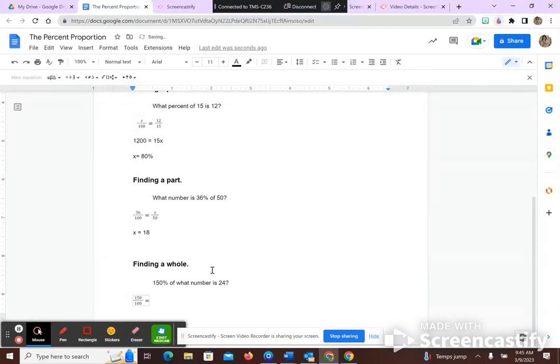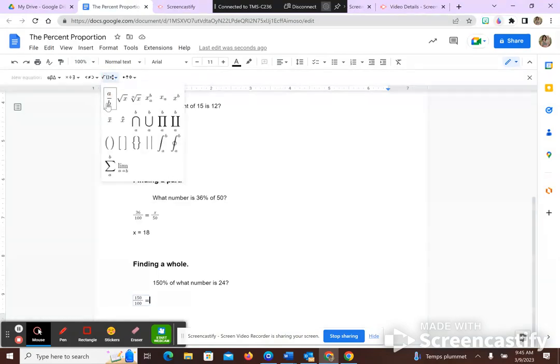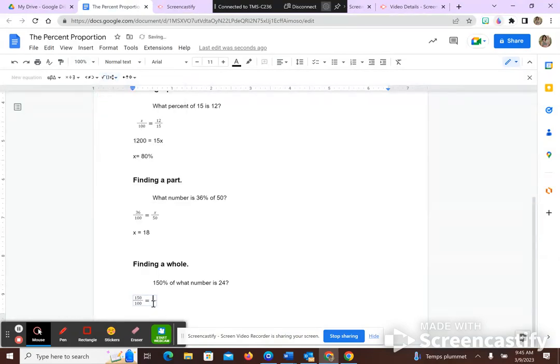Of what number? So that means we don't know the total amount, or we don't know the bottom number in the second ratio, because it says of what number. So I'm going to put the variable, whatever my variable is. In this case, I'm going to put an M on the bottom of the second ratio, and then the top of the second ratio is 24 because it says of what number is 24. So I'm trying to find the whole, and now I have my proportions set up.